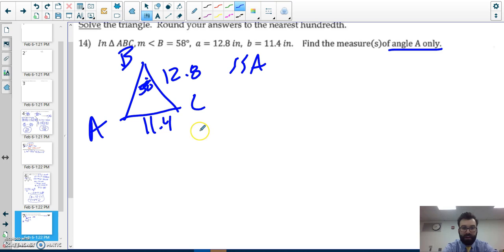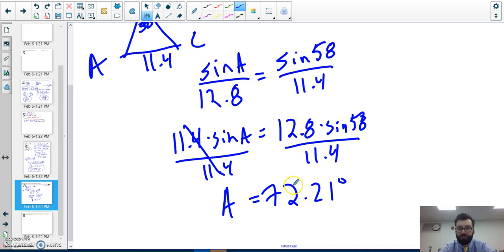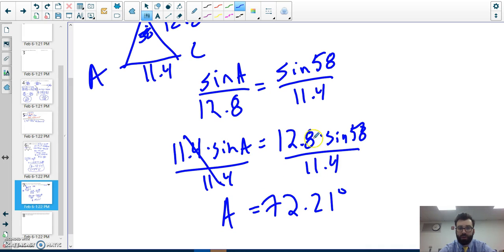So I first want to find my first angle A. So sine of A over 12.8 equals, actually I'm going to need a lot of time for the next one, so I'm going to pause this and show my final answer here. I got A to equal 72.21 degrees. You can see my work here.